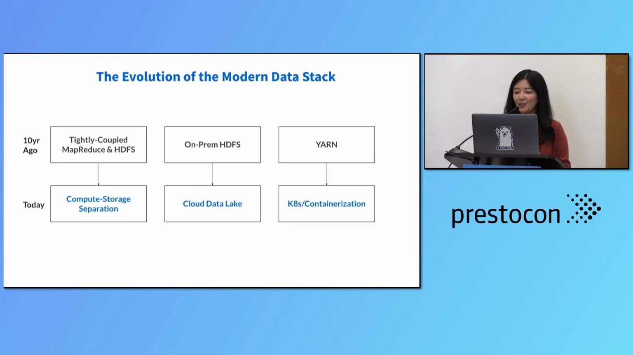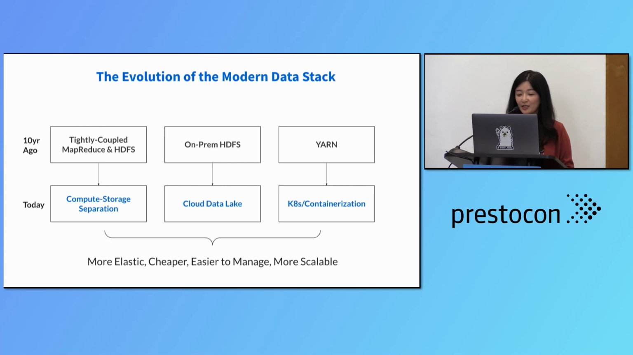The third trend I want to mention, which is related to today's topic, is from Yarn to Kubernetes, or containerization. Beforehand, Yarn was the standard for Hadoop cluster management. Now we have Kubernetes serving as the standard of container orchestration, so it's much easier and more adaptable. Everything I'm mentioning here is leading your data infra to be more elastic, cheaper, easier to manage, and more scalable.